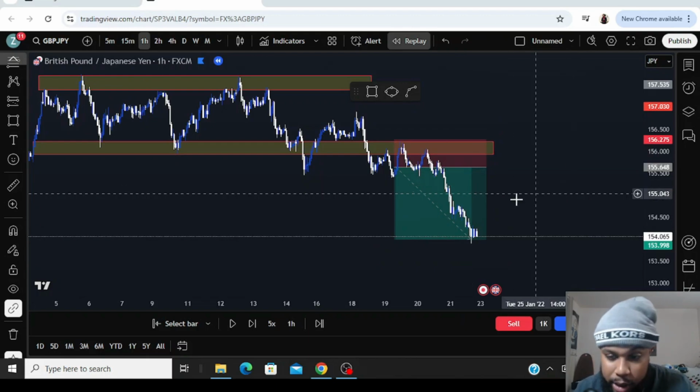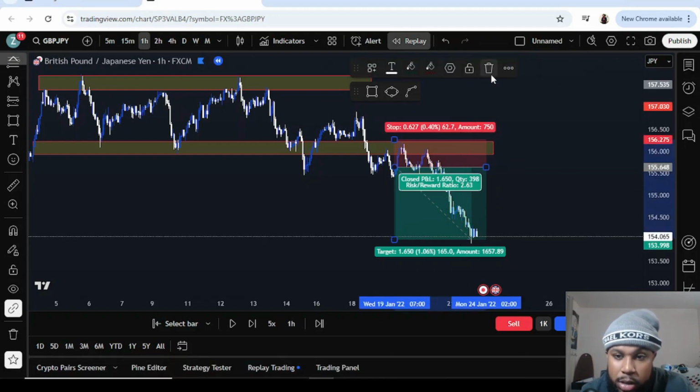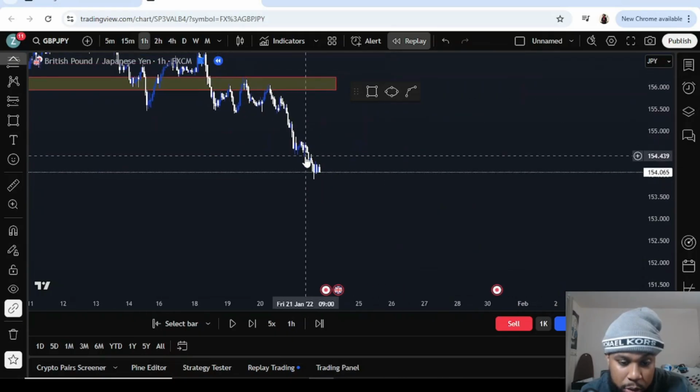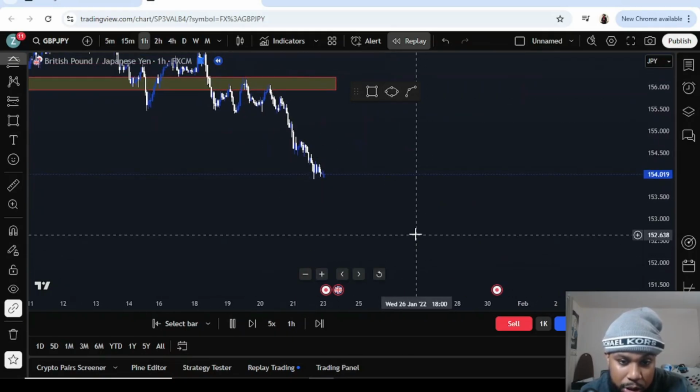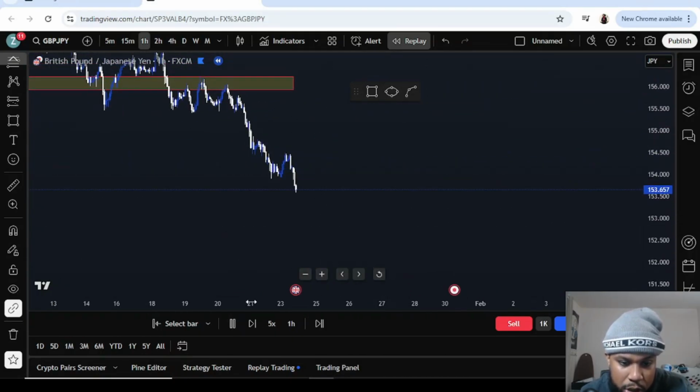All right, before we end it, I'm actually not gonna go back for this last one. I'm just gonna keep going. We're gonna see if we can try and get another trade. So just wait for price to make some more structure that we can play with.